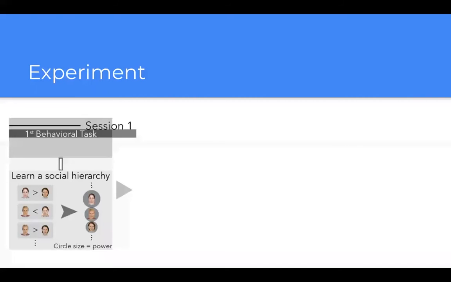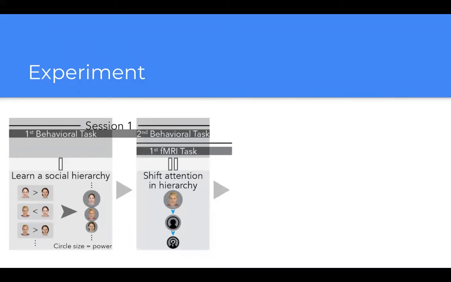We did an fMRI study with human participants. First, they completed a behavioral task where they learned a social hierarchy of 9 people by trial and error. They guessed who is more powerful than who, and then they got feedback on whether they guessed correctly or not. This way, people were able to infer the relative power status of all 9 people without seeing the 9 people in any spatial configuration.